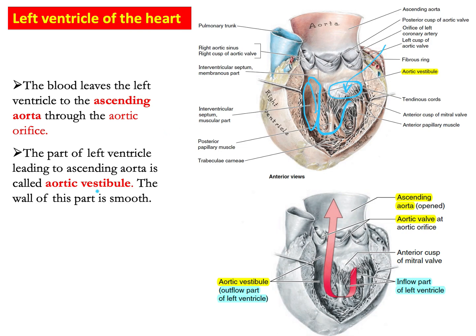Vestibule means the entrance to the aorta. There is the aorta, and this is the aortic valve, and this is the aorta or ascending aorta. So the blood ascends in this way, as you see here in this figure, up through the aortic valve.